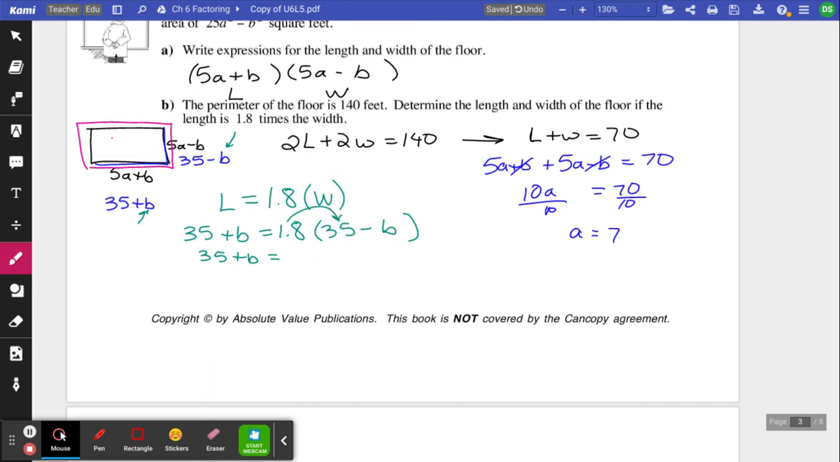Okay, what do we get? 63. Don't forget, if you're distributing candy, you better hand it out to everybody, right? So this 1.8 must also be given, or distributed, or multiplied by negative b. Okay, so negative 1.8b.